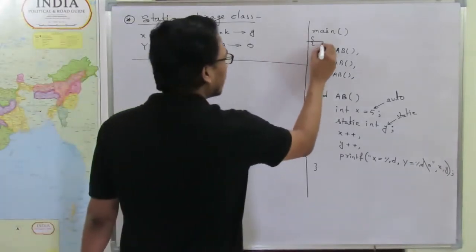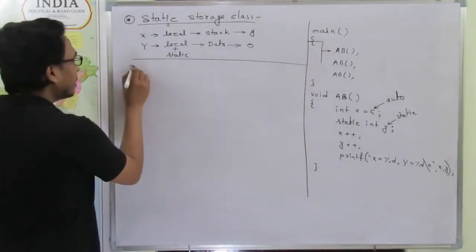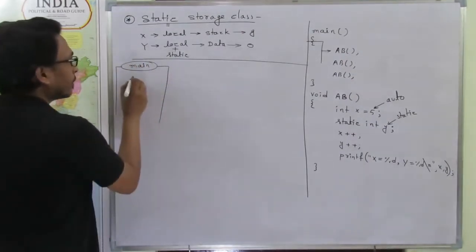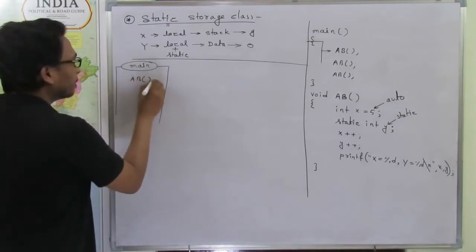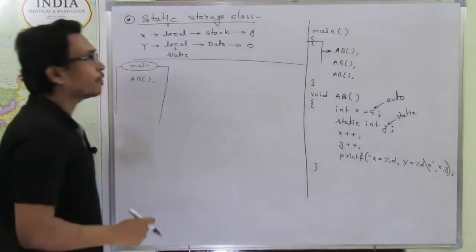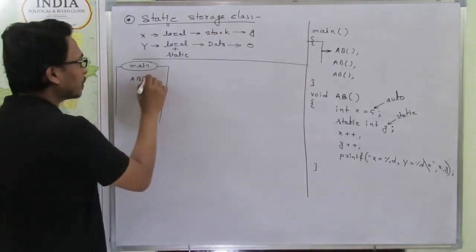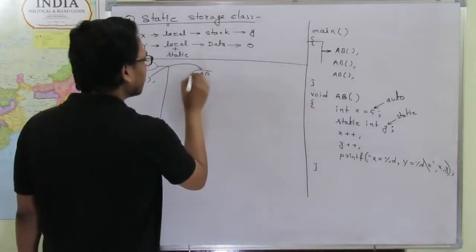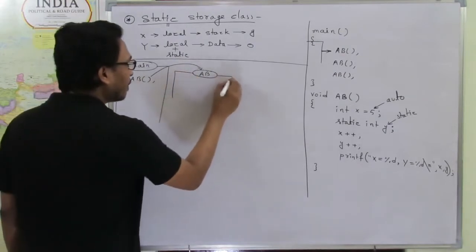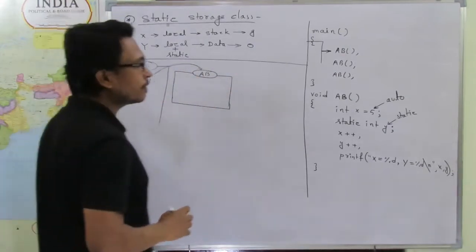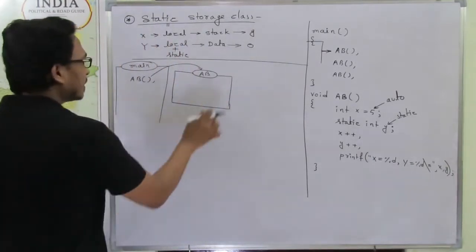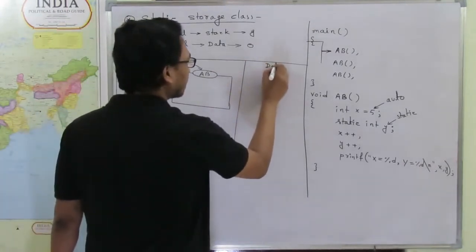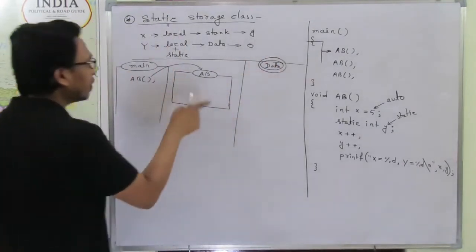Now we are in the main function, and the first function called is the AB function. That means we execute this particular instruction from the main function. Control of program execution comes out from the main function and starts execution of the AB function. Now in this AB function we declare two variables. First variable is, look, all these are in the stack section. This is our stack section and this is our data section.